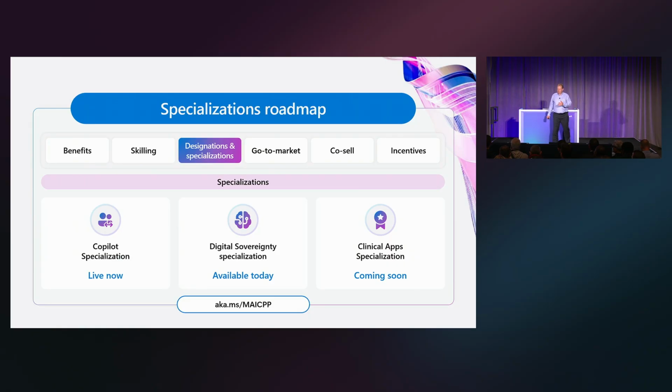And finally, coming soon, the clinical application specialization is our first industry-specific specialization. This specialization will help differentiate our healthcare partners who have deep technical expertise in implementing and configuring Copilot in the context of healthcare.